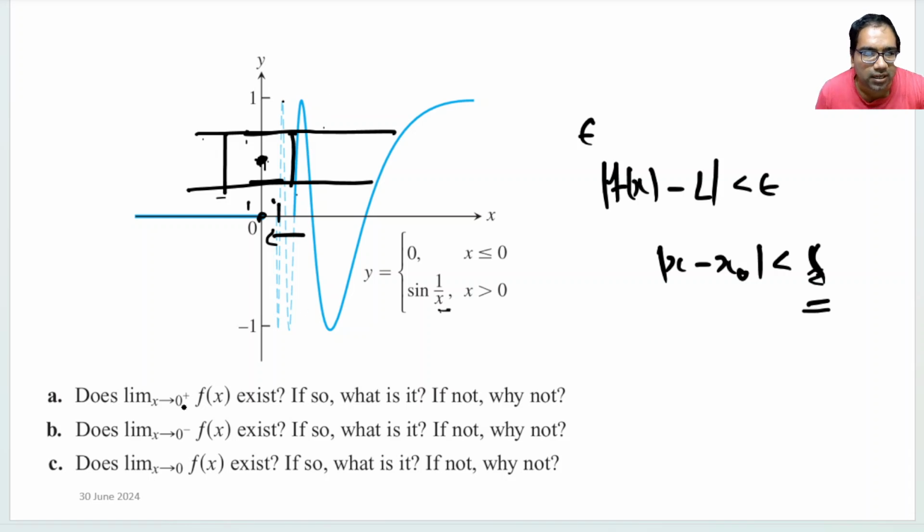So the 0 plus limit doesn't exist, but as this is approaching 0 from the minus side, the 0 minus limit exists. What is that limit? The limit is 0 only. But as x tends to 0, does the limit exist? No, because the right hand limit is not equal to the left hand limit. The right hand limit doesn't even exist, the left hand limit exists, but these are not equal. So that's why this function doesn't have a limit.